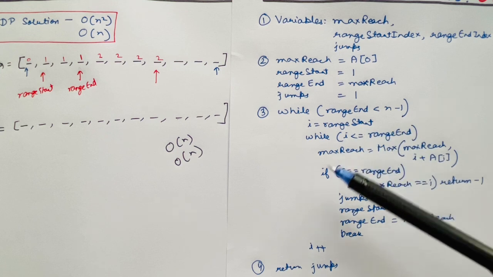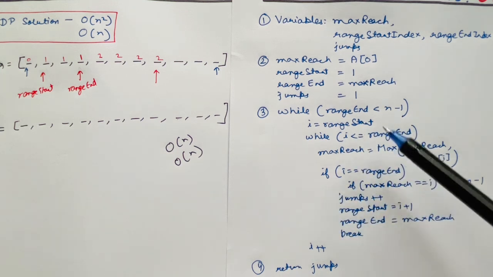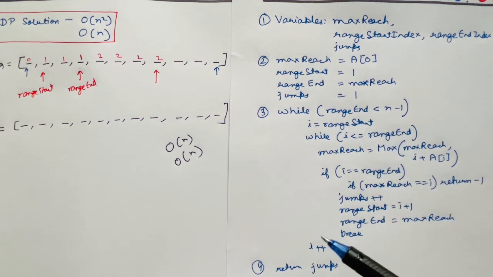Once we are done with the outer while loop as well, in the jumps variable, we will have the final answer for range end index, which will have crossed n-1. Therefore, we can return jumps directly.